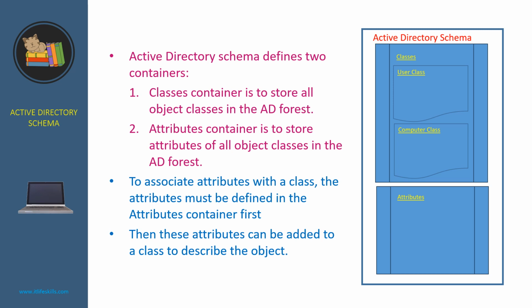However, to associate attributes with a class, the attributes must be defined in the attributes container first. Then these attributes can be added to a class to describe the object. For example, we associate a subset of these attributes to the computer class to describe the computer object, and we added a subset of these attributes to the user class to describe the user object.